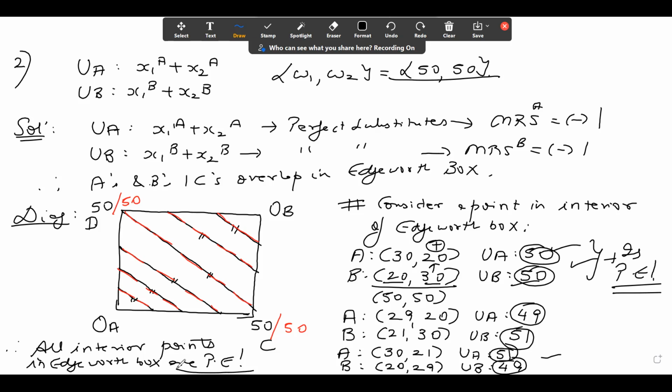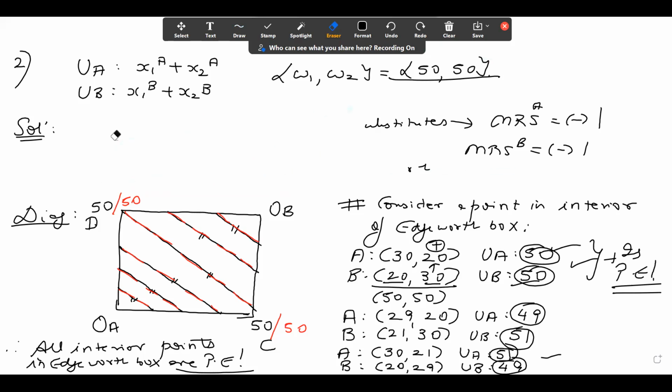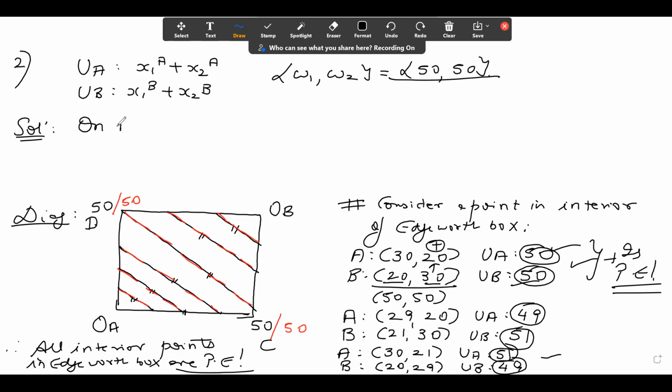And then take any corner. Let's take the corners, okay? To verify whether the corners are Pareto efficient or not. So take any point inside the corner, on the corner. Suppose you take a point here. So I can write on A's x-axis, A has, suppose, a random point. I take 30, 0. B has 20, 50. Utility which A gets is 30. Utility which B gets is 70.